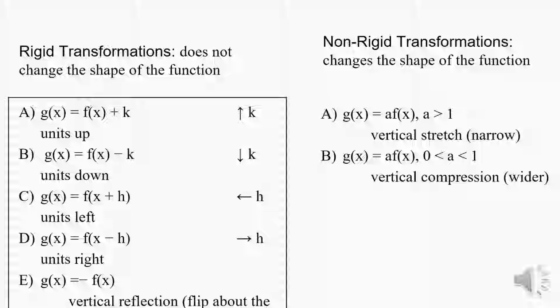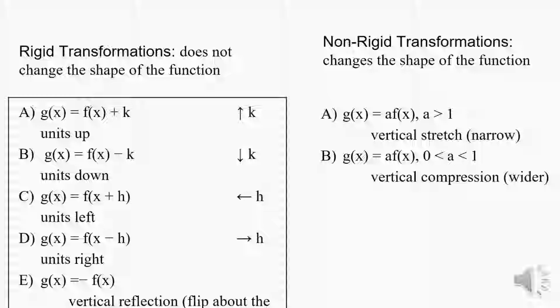The last of our rigid transformations is a negative in front. This means that I vertically flip about the x-axis. So instead of a U, or a valley of a quadratic, negative x squared would look like a hill. These are all rigid transformations because I'm not changing the overall shape of my function. I'm just picking it up and moving it up, down, left, right, or upside down.